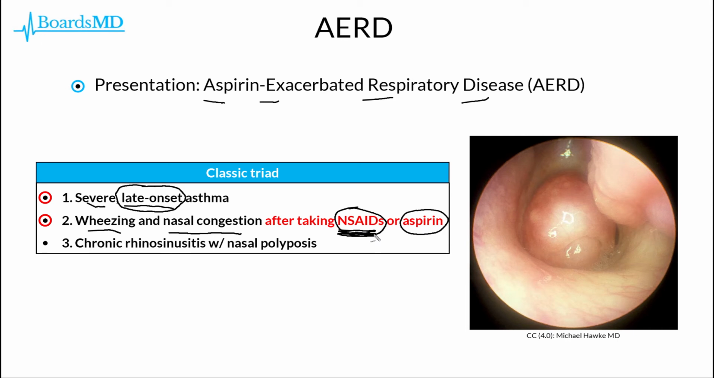The third component of the classic triad in AERD is chronic rhinosinusitis with nasal polyposis. And we have an example here of a nasal polyp in this patient, and this is absolutely classic for AERD.